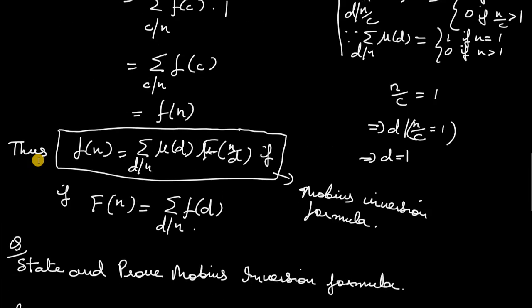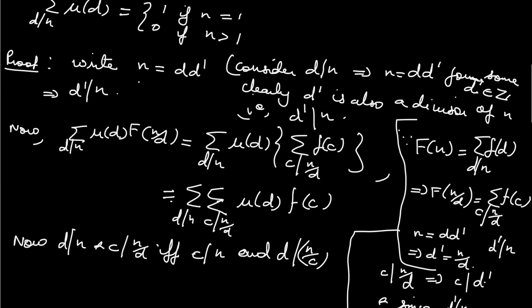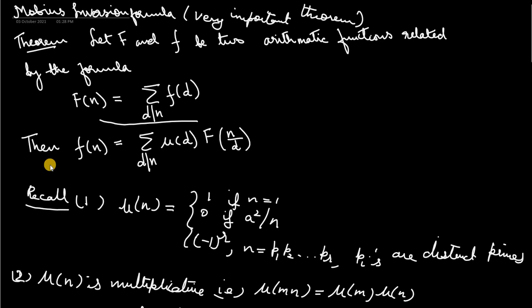Actually, this Mobius inversion statement, where is the statement? Okay, I'll just write here. This is the same as the summation of mu of n by d into capital F of d, where d runs over the divisors, and you just have to replace this d by n upon d, and this n upon d you replace by d.